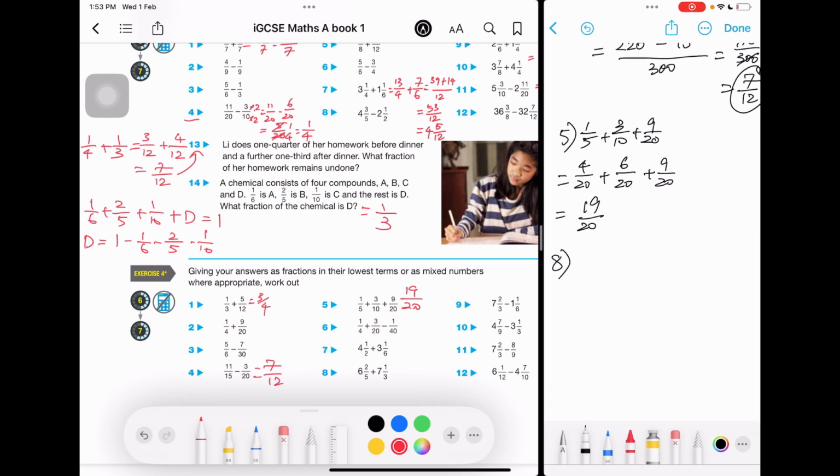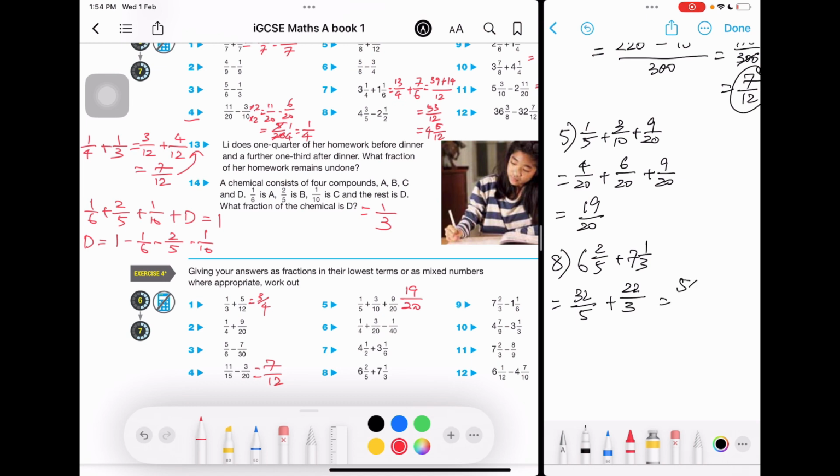This time around, we have addition of mixed number. Right, so you got 6 2 over 5 plus 7 1/3. Okay, so first up, obviously, we have to change this to an improper fraction. So 6 times 5 plus 2, 32 over 5 plus 7 times 3, 21 plus 1, 22 over 3.